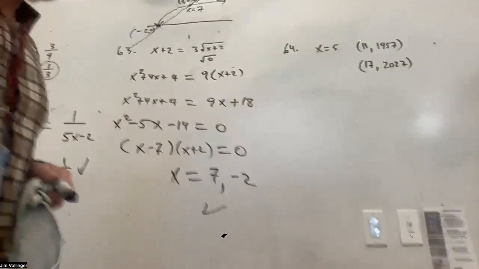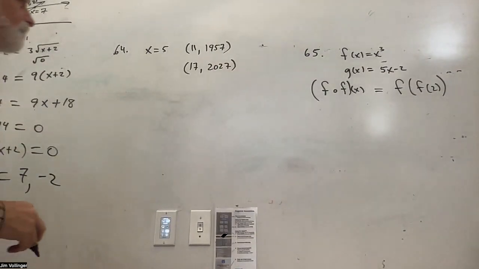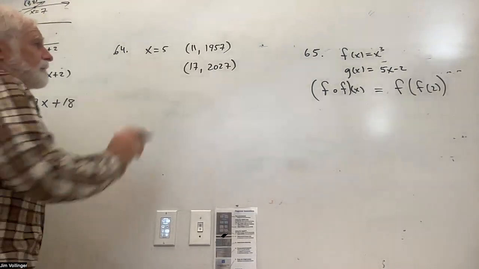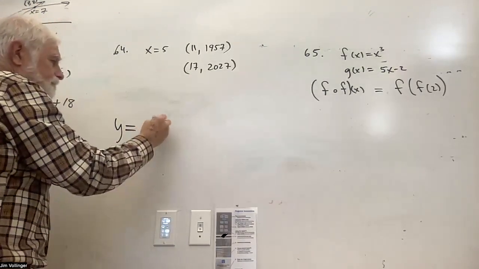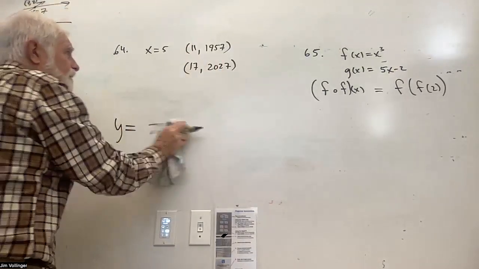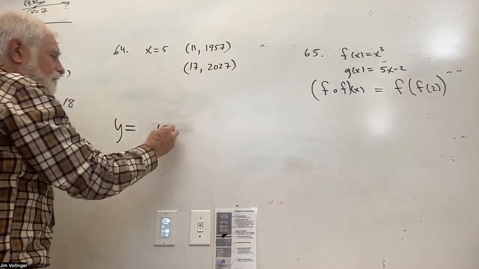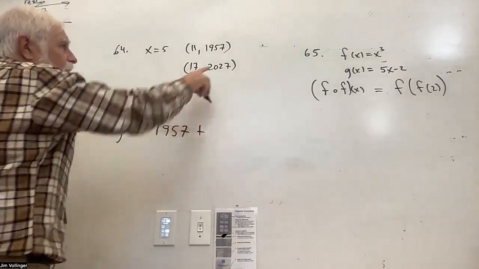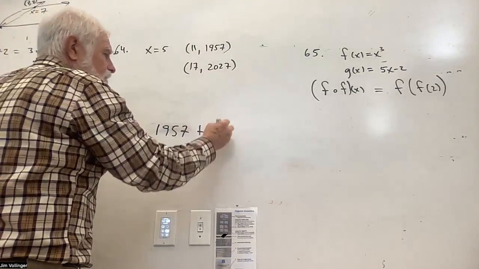All right, keep it going here. So, trying to layer a little bit of conceptualization. I can see that I want to start with y values. I want to start with 1957, 11 to 17. I'm starting with 1957, and I want to get to 2027, which is 70 years.